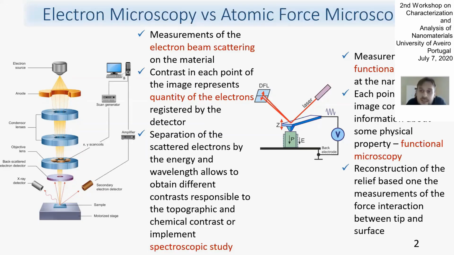On the other side, AFM is a bit of a different story. AFM allows us to work with functional properties. It allows us to measure the same characteristics which we usually measure at the macro scale by known techniques. So in each point of the image, we actually plot the value of some physical quantity, and that is why we call this method functional microscopy. The reconstruction of the image is just a representation of the real data which we capture from measurements in the real world.